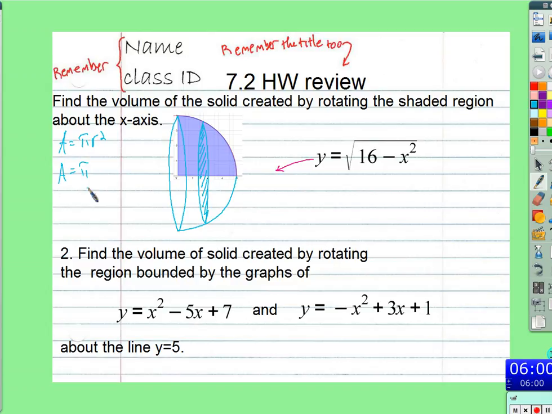What is the radius defined as? It is y. It is the square root of 16 minus x squared. Square root of 16 minus x squared, squared. That's nice, because the square roots just cancel out. Area equals pi times 16 minus x squared.